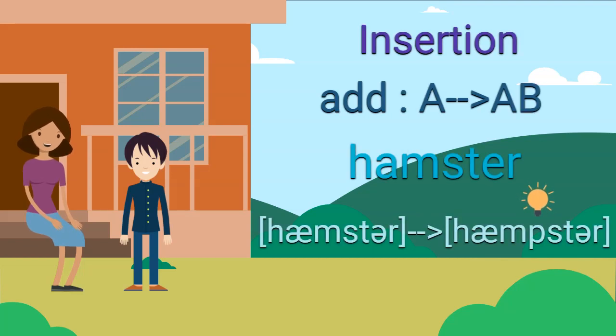Next is the rule of insertion. That is to add one sound in order to make the word easier to pronounce. Like the word hamster. The sound m is bilabial and the sound s is alveolar. We add one more bilabial sound, p, in order to make it easier to say, hamster.